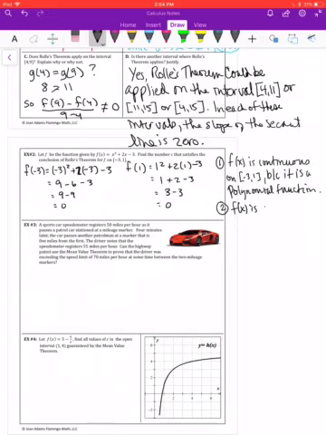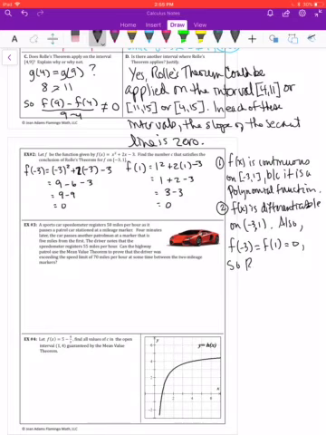And number 2, f of x is differentiable on (-3, 1). Also, f of -3 equals f of 1 equals 0. So Rolle's theorem applies.